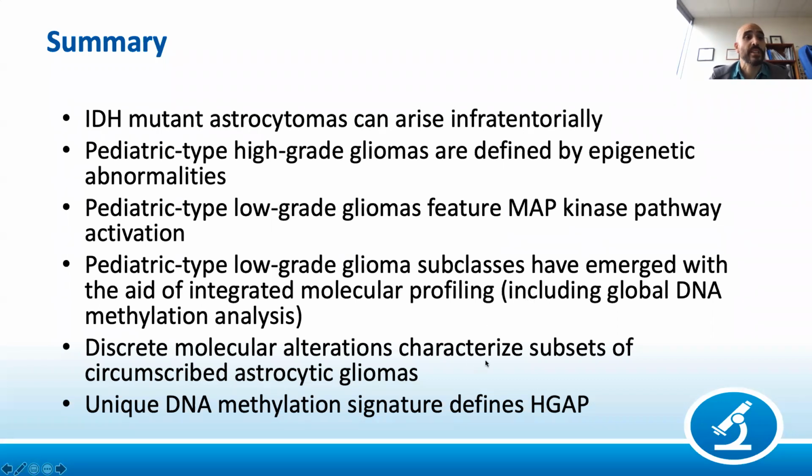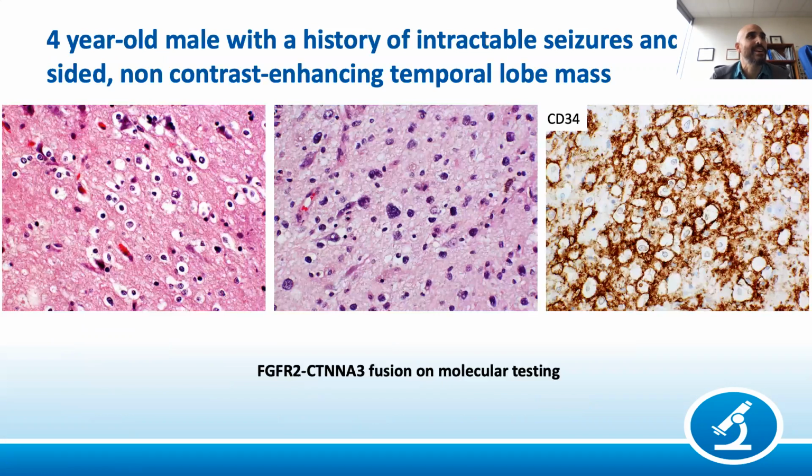So discrete molecular alterations characterize subsets of circumscribed astrocytic gliomas. We talked about the protein kinase C mutation in chordoid glioma. We talked about the MN1 alterations in astroblastoma. And finally, a unique DNA methylation signature defines high-grade astrocytoma with pilocytic features. Okay, so just to remind you, we did this case, a 4-year-old with a history of intractable seizures, these histopathological features, this molecular characteristic, this is a plenty.